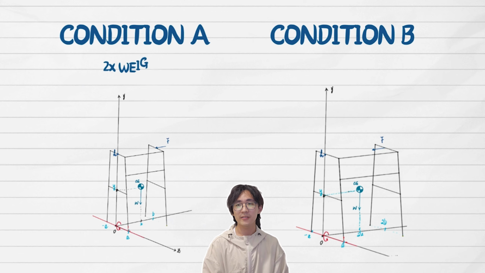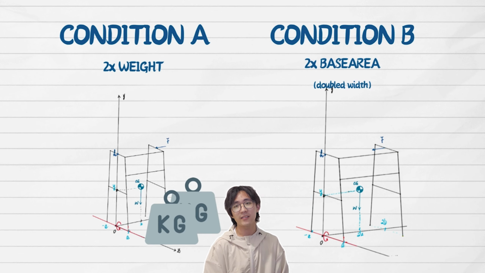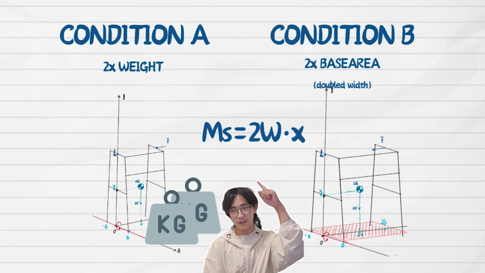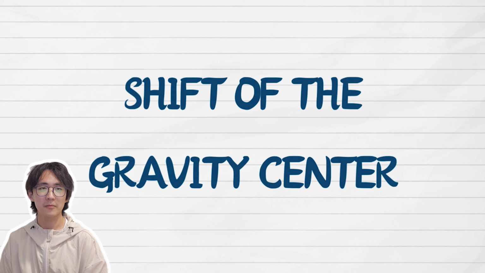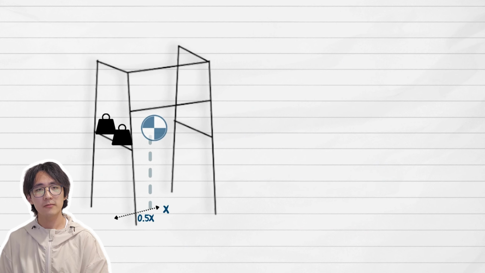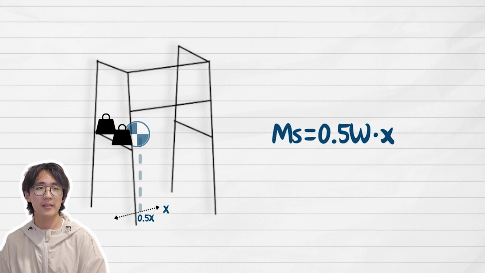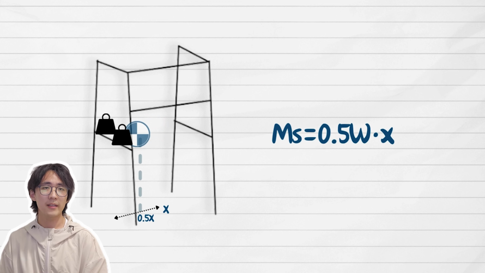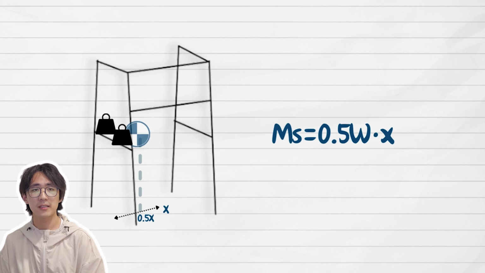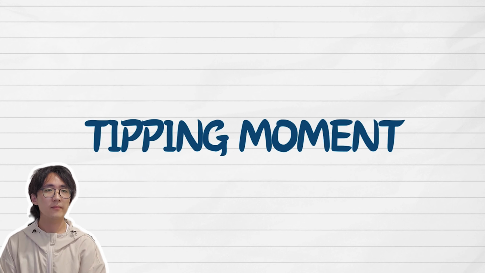Let's look at two scenarios: a frame with doubled mass and a frame with double weight. Both offer stability moments twice as large as the original design. Then let's move to the influence of gravity center shift. Even slight shifts of the center of gravity, in this case from x to 0.5x, can halve the stabilizing moment. However, shifts in another direction might increase resistance to external forces, depending on the gravity center and the force location.